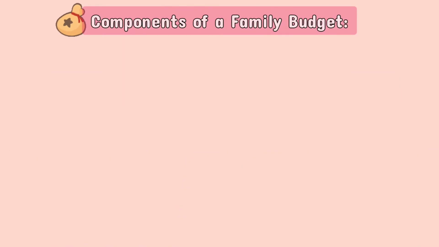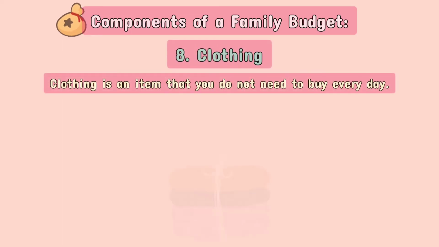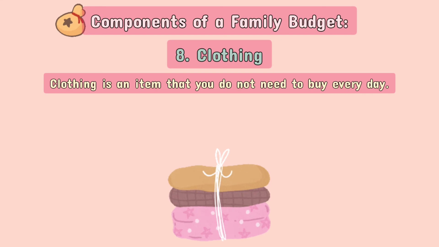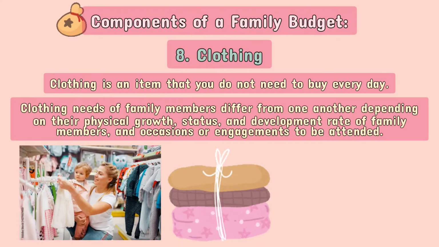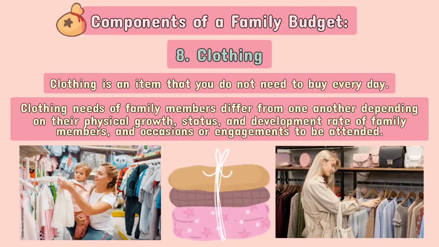The next component is clothing. Clothing is an item that you do not need to buy every day. Clothing needs of family members differ from one another depending on their physical growth, status, and development rate of family members, and occasions or engagements to be attended.